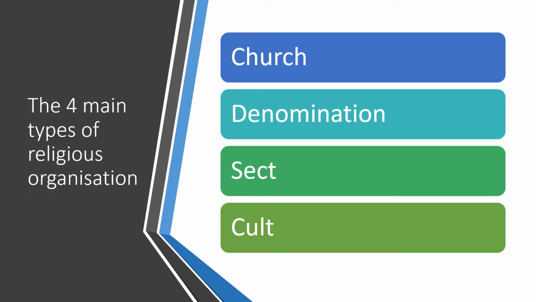So over the next couple of weeks, and as I said, I'm keeping these lessons really short and sweet. You're going to love it. We're going to look at the 4 main types of religious organisation for sociologists. So that's church, denomination, sect, and cult.